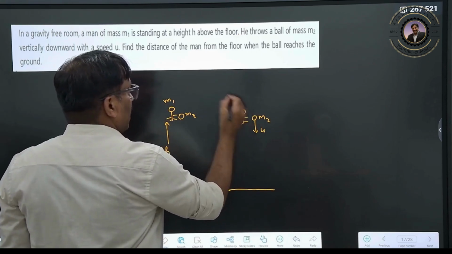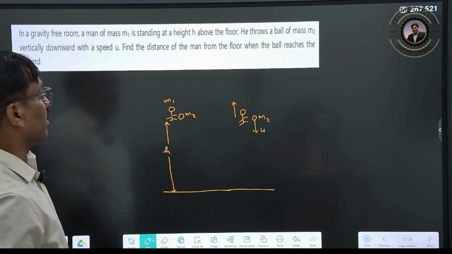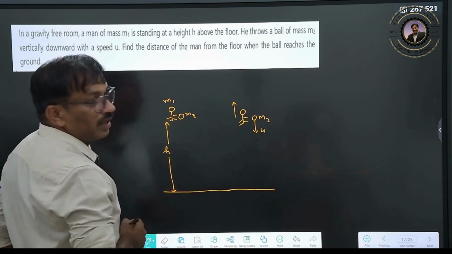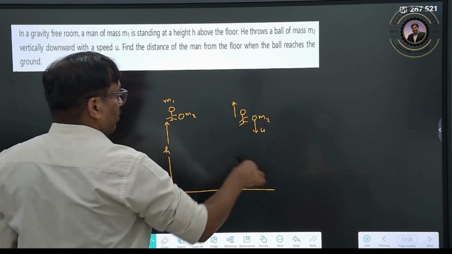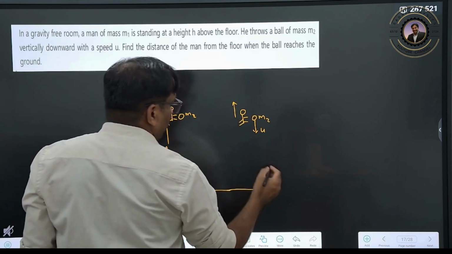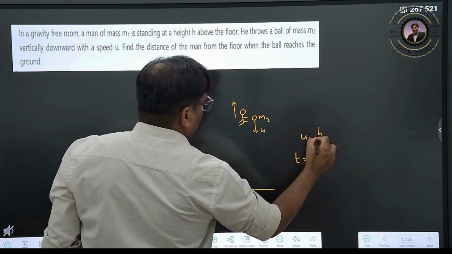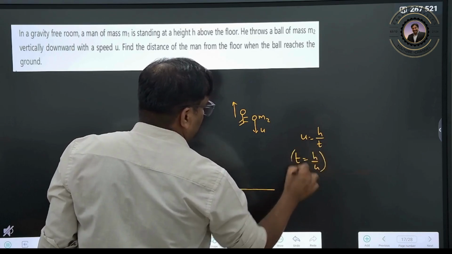Therefore he will be experiencing an outward momentum. Clear? When this ball reaches the ground, how high will he be raised? We want to calculate it. He provided this, no? There is no gravity on this, so what will be the time it takes? Velocity is equal to h by t, therefore time taken is nothing but h by u. Clear?